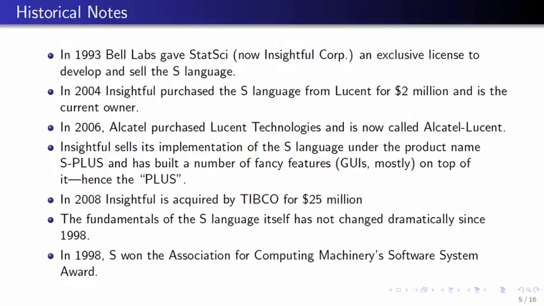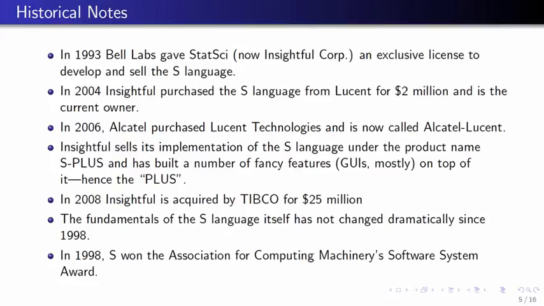So just a little bit more history here. In 1993, Bell Labs gave a corporation called StatSci, which became Insightful Corporation, an exclusive license to develop and sell the S language. In 2004, Insightful purchased the S language completely from Lucent. So Bell Labs became Lucent Technologies, for $2 million, and Insightful became the current owner. In 2006, Alcatel purchased Lucent Technologies, and it's now called Alcatel-Lucent.